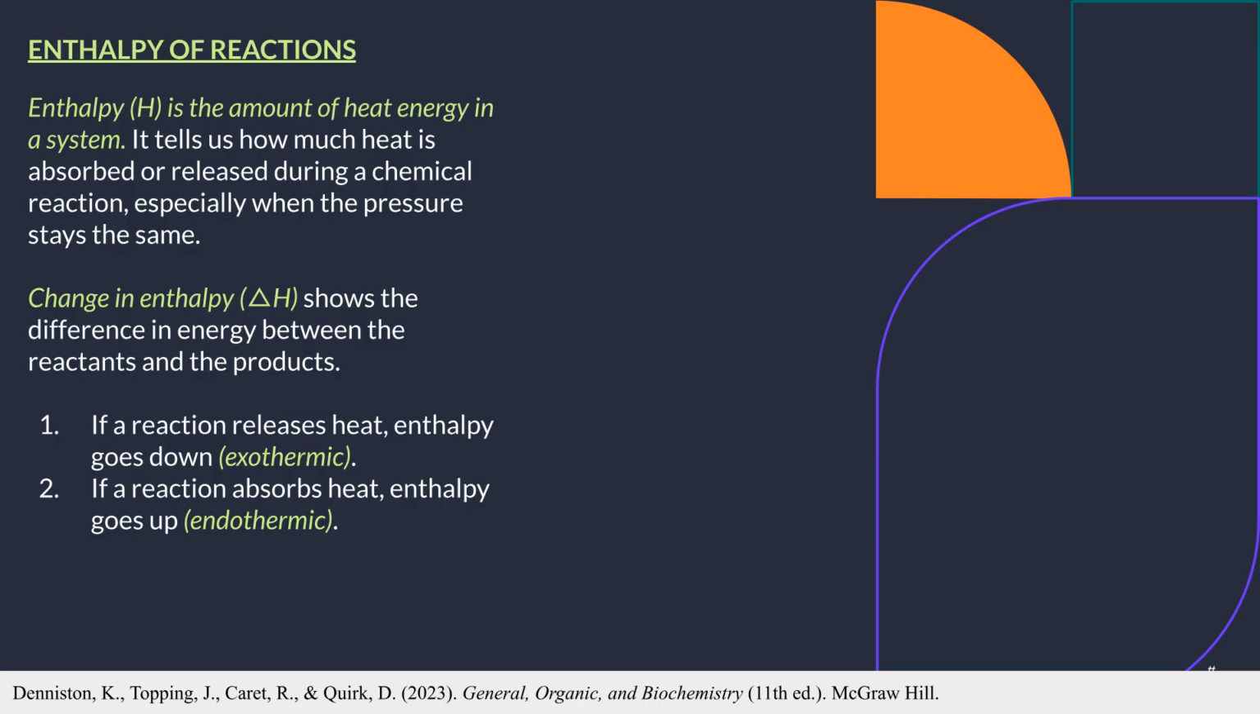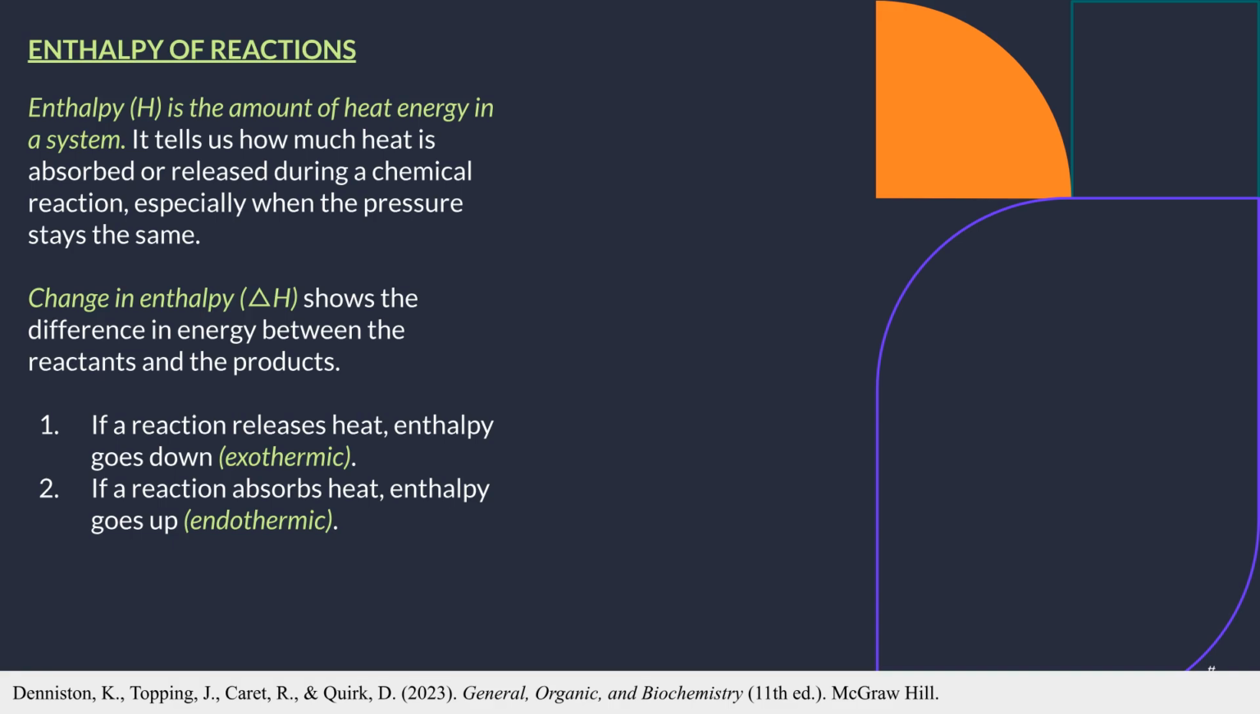Enthalpy is a way of tracking heat energy in chemical reactions. It represents the total heat content of a system under constant pressure. During a reaction, we are usually interested in the change in enthalpy, written as delta H. This value compares the energy of the reactants with the energy of the products.